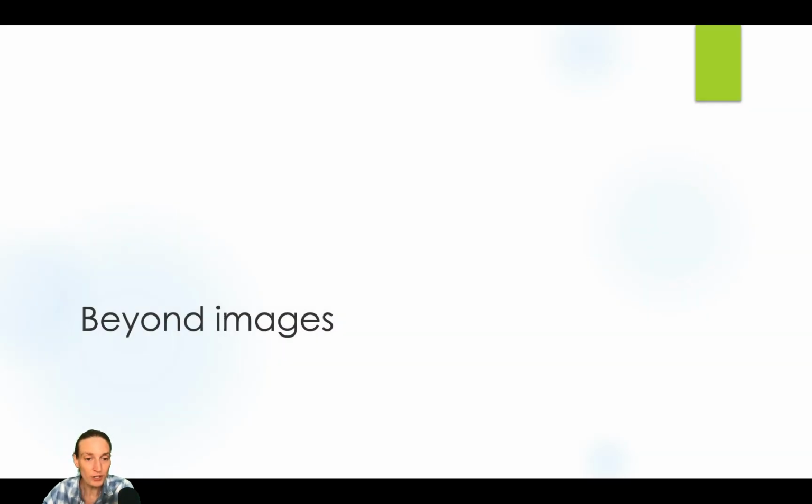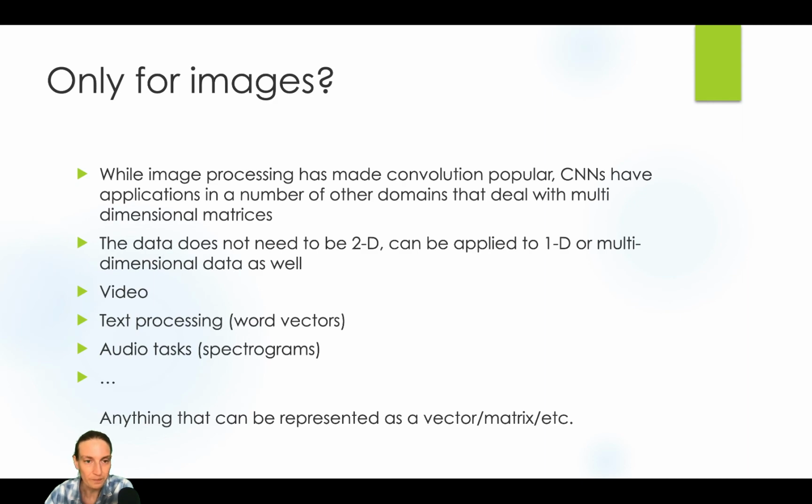Now, convolutional neural networks go way beyond images. As I mentioned in the introduction, anything that can be represented as a vector or a matrix, be it one-dimensional, two-dimensional, three-dimensional, and beyond, can be represented using convolutional neural networks. Think of video. Video is images, 2D, with a time dimension, which makes it 3D. Think of text processing, which is basically a one-dimensional text dimension. Think of word vectors, which can be used in a 1D convolution.